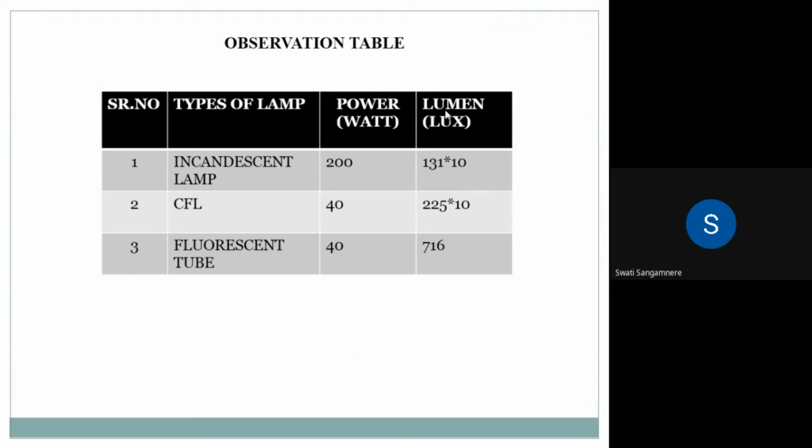So from this observation table we can conclude that the CFL lamp has low power consumption and a good lux level. So as compared to the incandescent lamp and fluorescent tube, the CFL lamp has a good illumination scheme or higher efficiency.